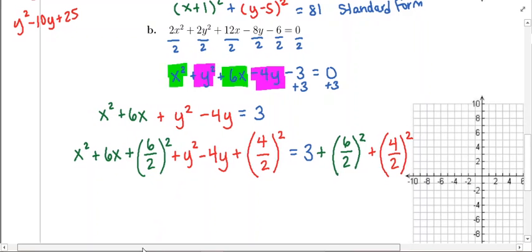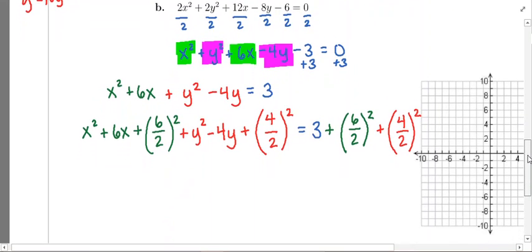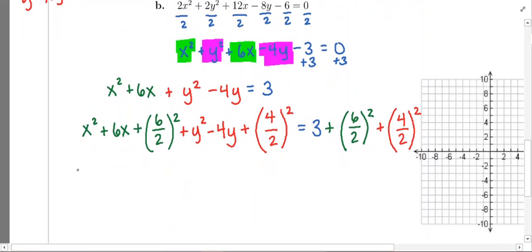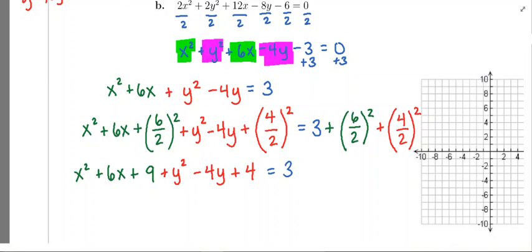So now let's simplify and see what we have. For the x's, we're going to have x squared plus 6x plus 6 divided by 2 is 3, 3 squared is 9. And then for the y's, we're going to have plus y squared minus 4y plus 4 divided by 2 is 2, 2 squared is 4. Then on the right side, we're going to get 3 plus, we have that same piece that we added when we completed the square in x.